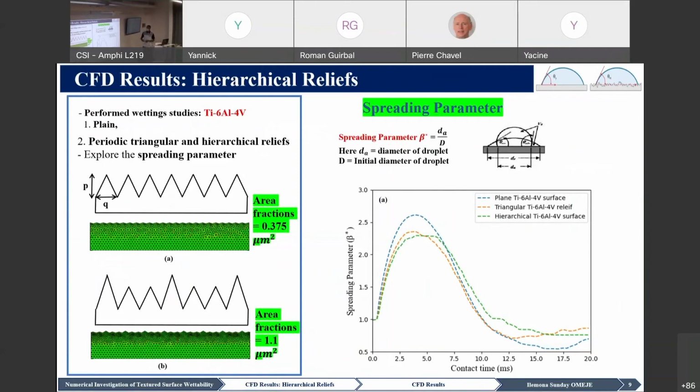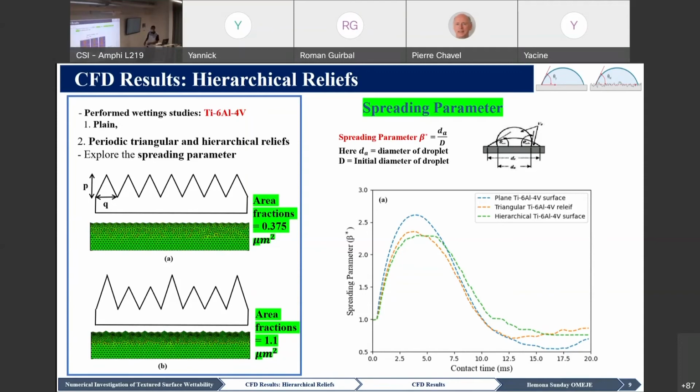So we place our water on this structure, and the first blue curve you can see is a water droplet on titanium, and the two other colors are the spreading parameter when we created a triangular relief and then a hierarchical relief. You can see the difference between these graphs is that when we introduce a relief, the spreading parameter decreases, which is to show that yes, roughness actually hampers the surface wettability of a material.